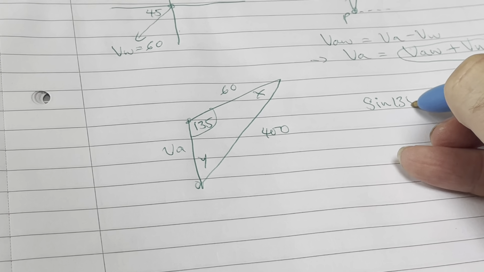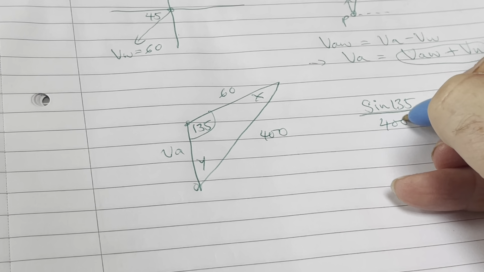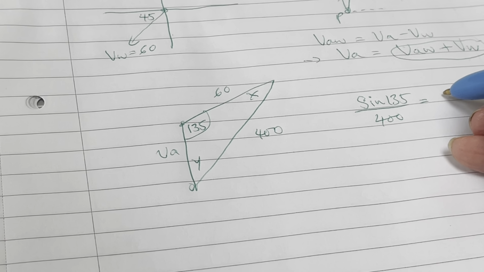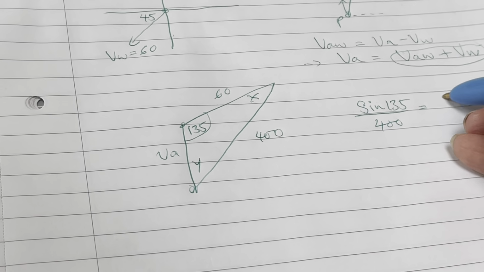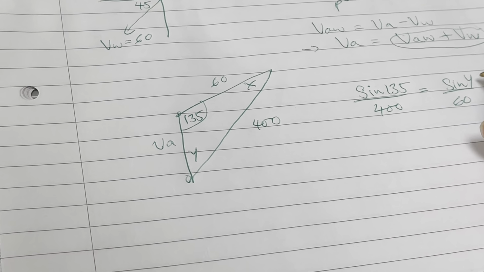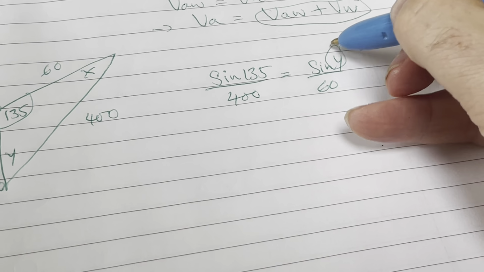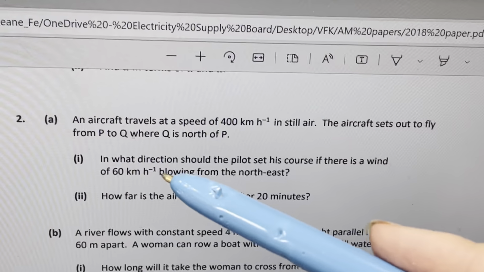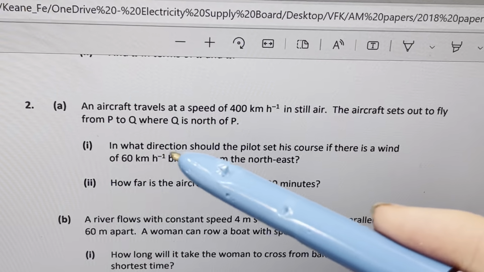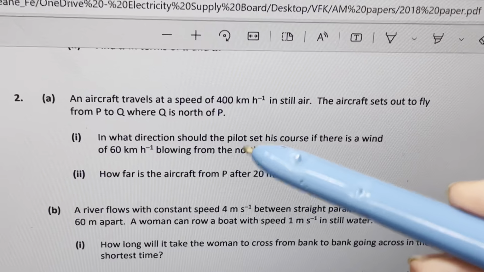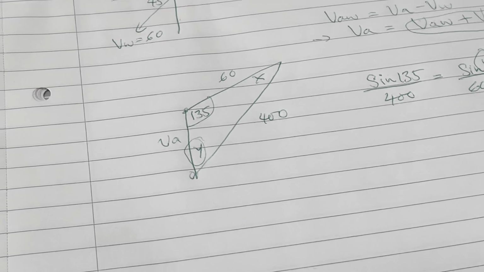Sine 135, you have both here over its opposite, 400. And that's equal to the angle here, sine y over 60. So now, clearly from this one, you can get the angle y. It says what direction, it doesn't actually ask you what magnitude, just what direction should the pilot set its course if the wind is blowing there. So really all you need is the angle y.